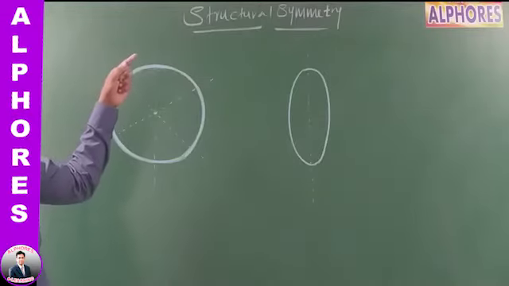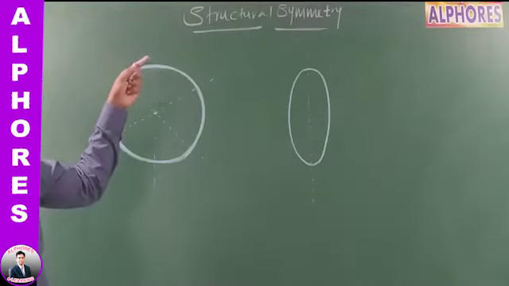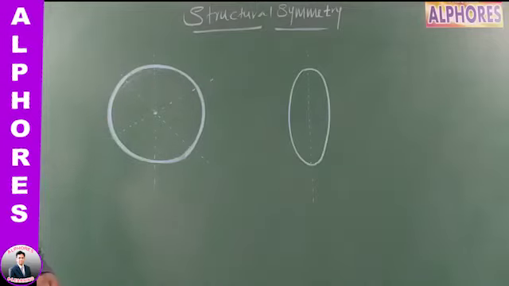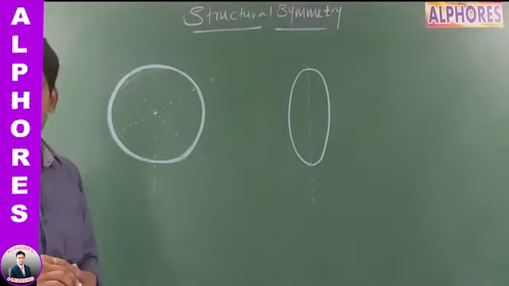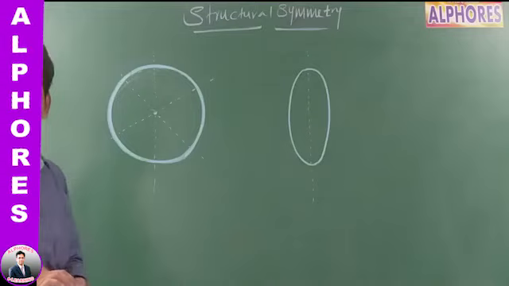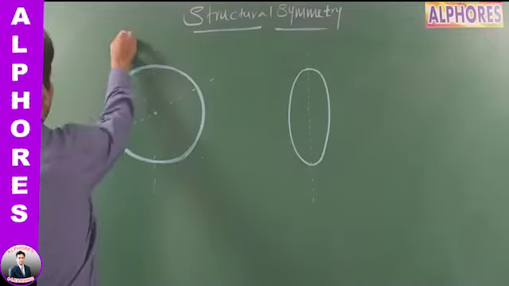It's structural symmetry. Now listen. Based on structural symmetry, flowers are of three types. Based on structural symmetry, flowers are of how many types? Three types. First one is actinomorphic flowers.